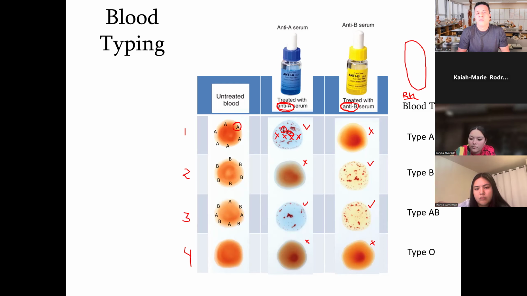Okay, now what if I want to test for the RH? Well, all that I have to do again is get a fresh sample of blood, and I'm going to add a drop of the anti-RH serum. If, when I add the serum, it reacts with the red blood cell, this is going to be RH positive. If it doesn't react, it's going to be RH negative. Okay? Any questions, guys?